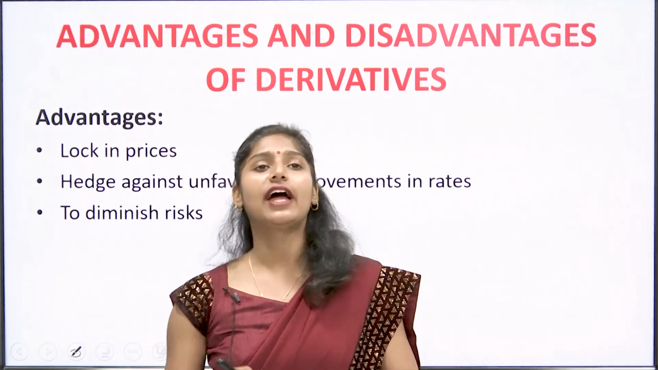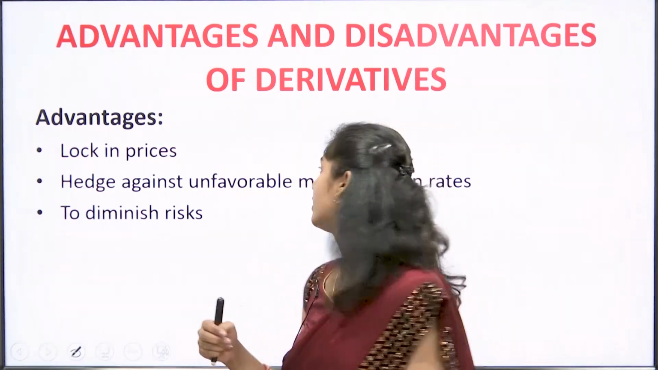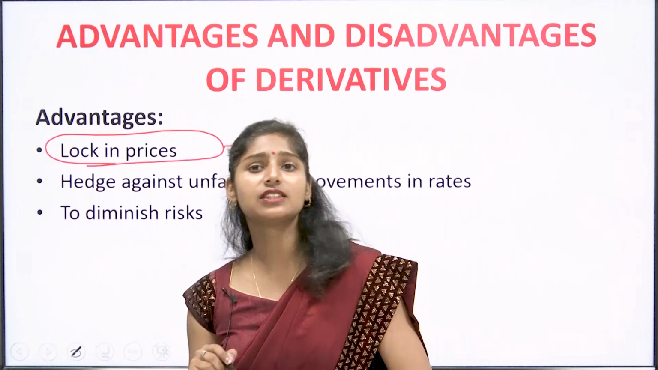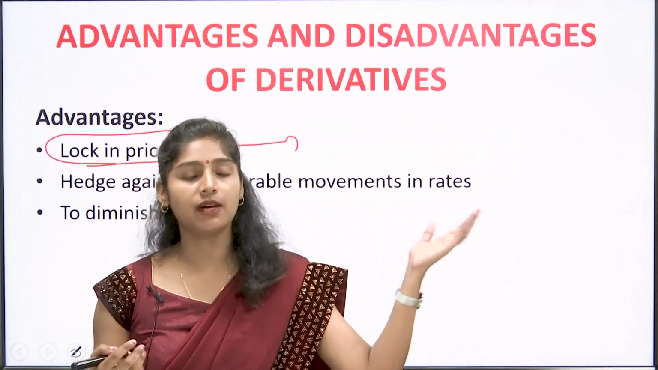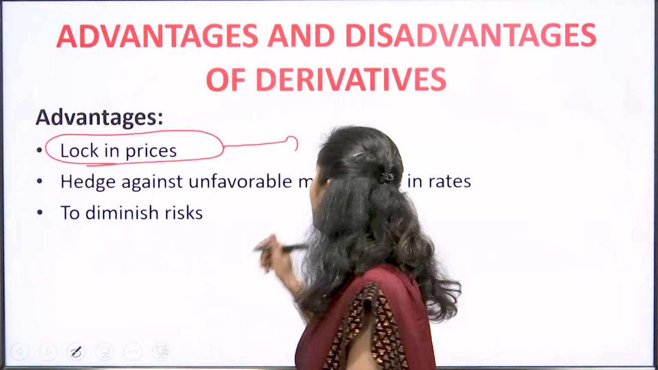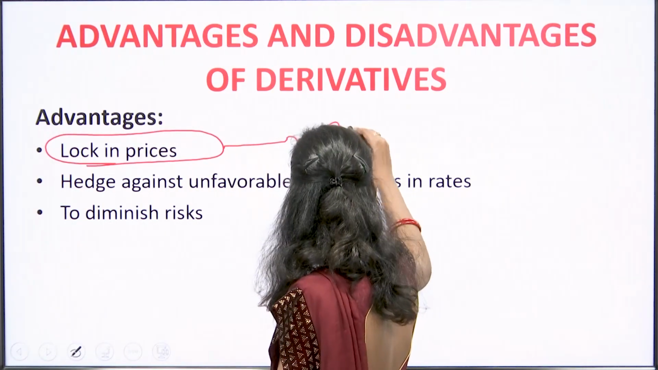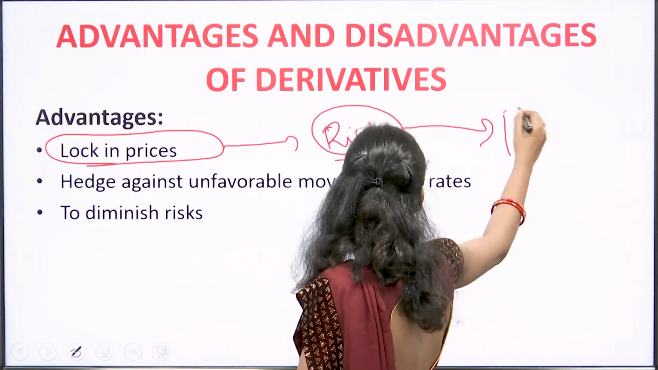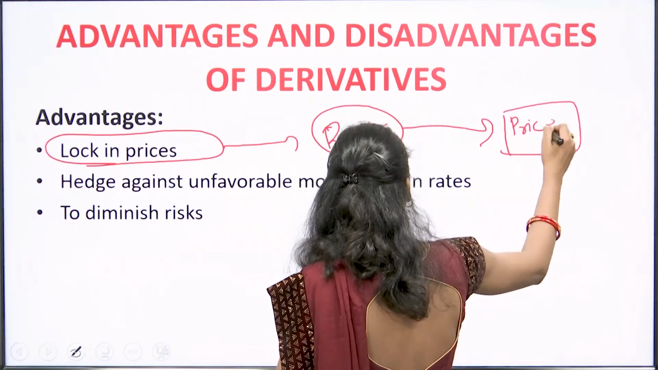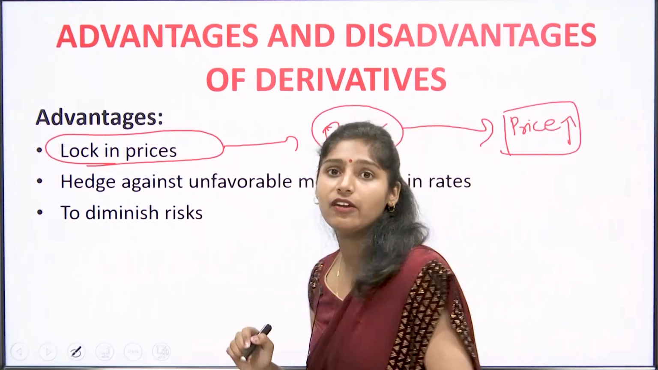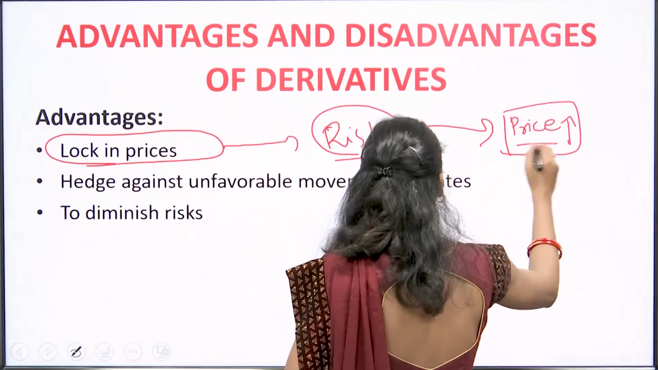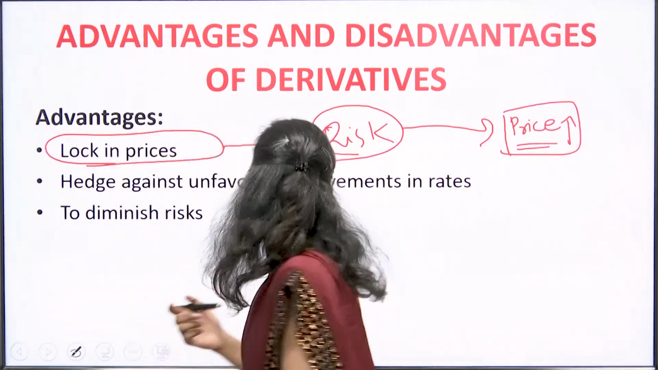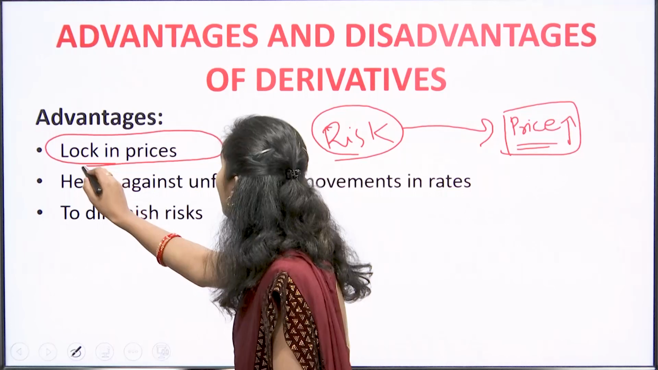Here come the advantages and a few disadvantages of derivatives. The advantage is lock-in prices. What is this? Lock-in prices relate to the hedging concept we have talked about. Mainly, we are trying to reduce our risk factor. For reducing this risk factor, we are trying to lock the prices at a price where we will be getting the benefit, or at a price where we will be safe for playing in that particular stock market or trading platform. This is the advantage.